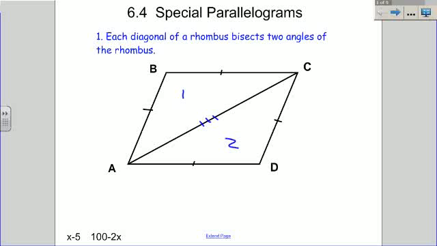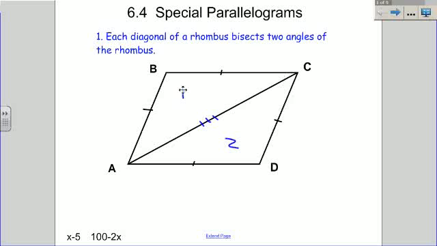Because the two triangles are congruent, their corresponding parts are congruent. This could be a corresponding part of triangle ABC, and this could be a corresponding part of triangle ADC. So the two angles are congruent. That means that the diagonal must have bisected angle A. By the same argument, we could find out that the diagonal bisects angle C. So whatever the measure of angle BAC is going to be the same as the measure of angle DAC, DCA, and BCA. All four of those angles will have the exact same measure.